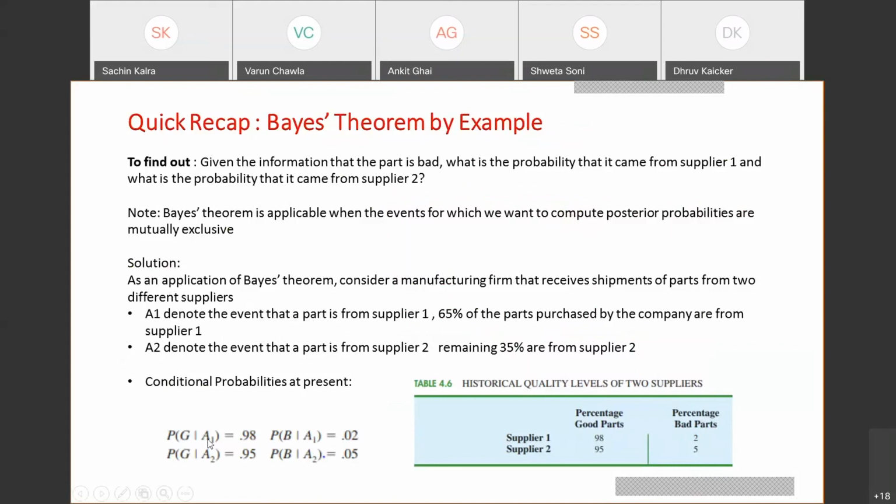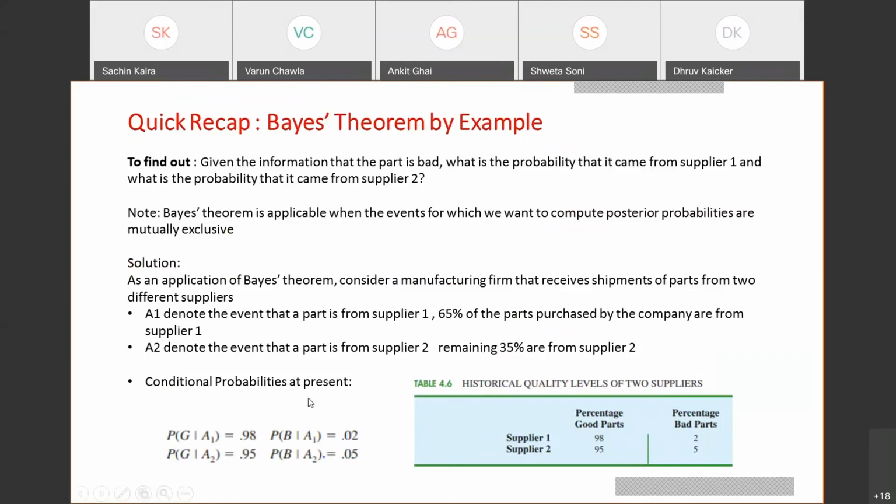Let's suppose A1 denotes supplier 1 and A2 denotes supplier 2. Now we have one more piece of information here, guys. 65% of the parts purchased are from supplier 1 and the remaining 35% we purchase from supplier 2. So this is also a fact we'll take into consideration, right? That is how the conditional probability changes.